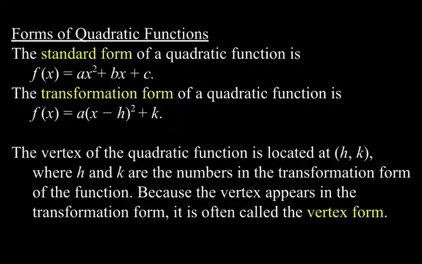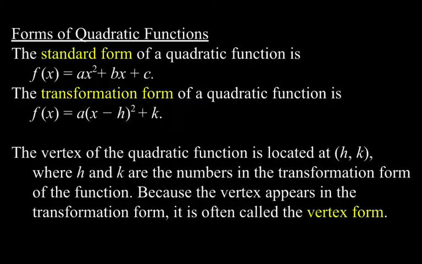We already used this in our previous example, but standard form is the one that we learned right at the beginning, the ax squared plus bx plus c. That's kind of a standard form, just like slope-intercept form is for lines. But the transformation form is going to look like this. Notice that the a is the same in both versions: a, and then parentheses, x minus h squared plus k.